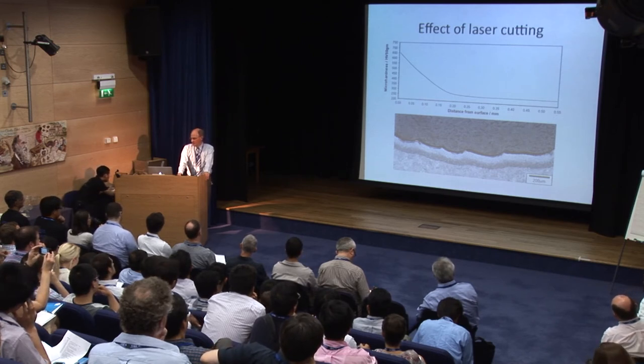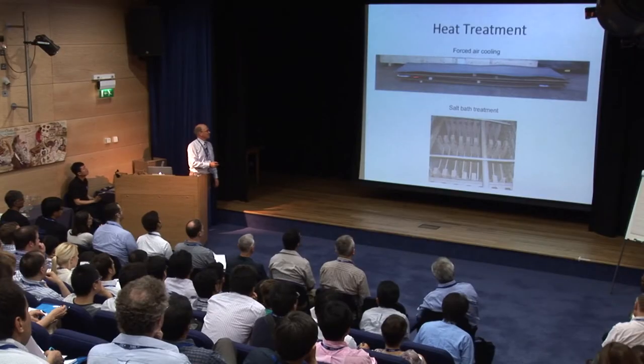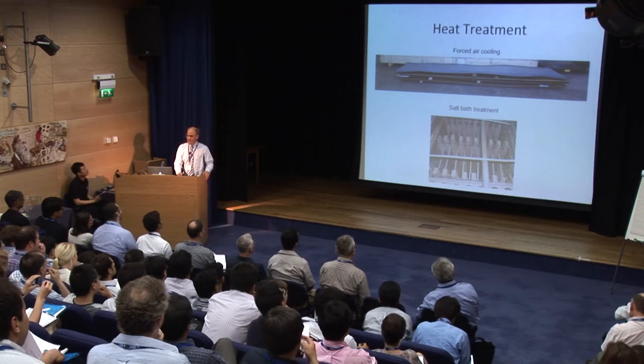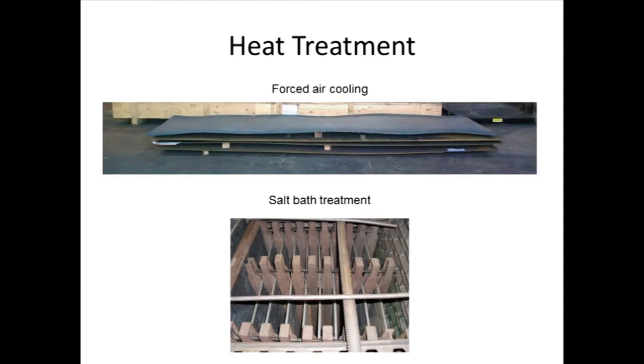I also said earlier that we were hoping to be able to carry out heat treatment using forced air cooling from the austenite temperature to the isothermal treatment temperature. Well, we tried to do that on a large sheet of steel and ended up with a piece of steel this shape. So we haven't pursued that route any further.